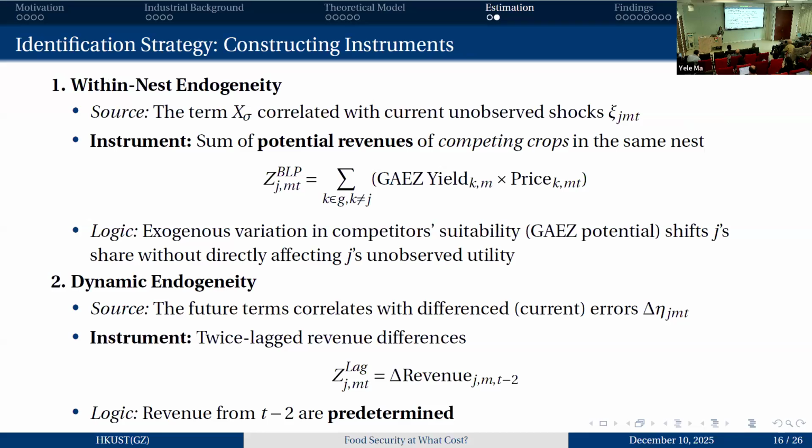We consider two parts of the narrative. First is the within one. That's called the within the next structure or equivalent current of the crop. So we sum the potential revenue of each competing crops in the same year. Secondly is about the dynamic. This is very intentional, and we also follow other integration with the Quasi-Experiments instrument.